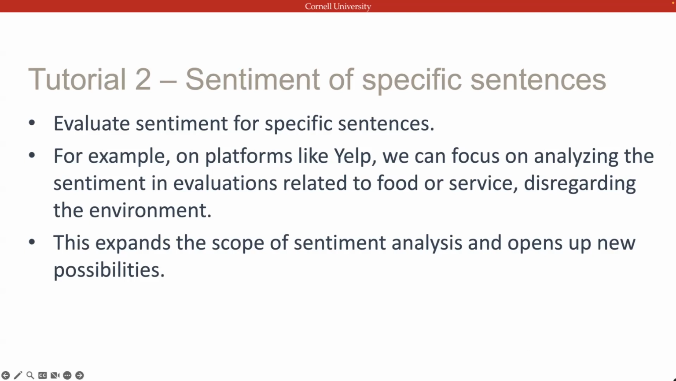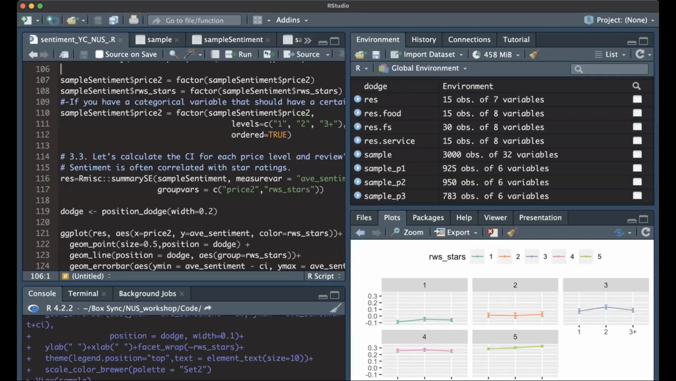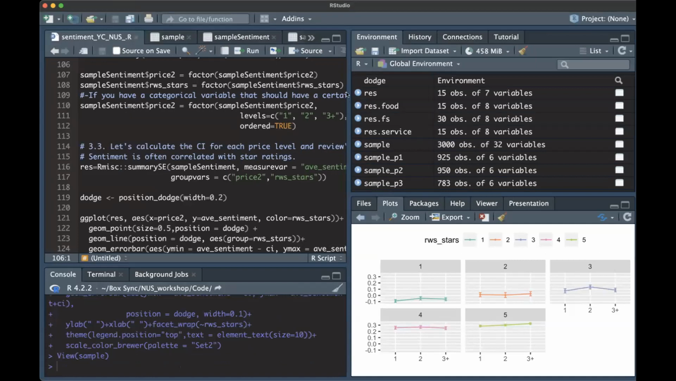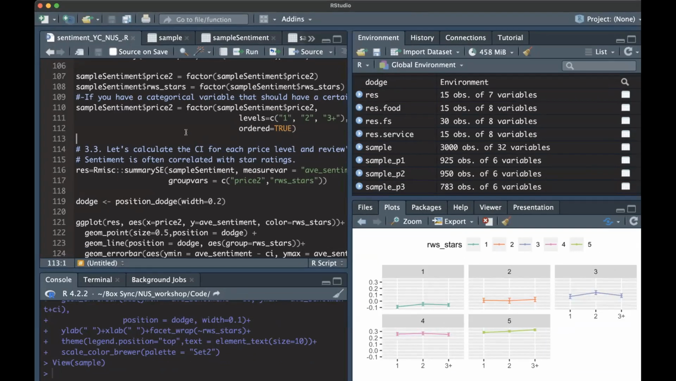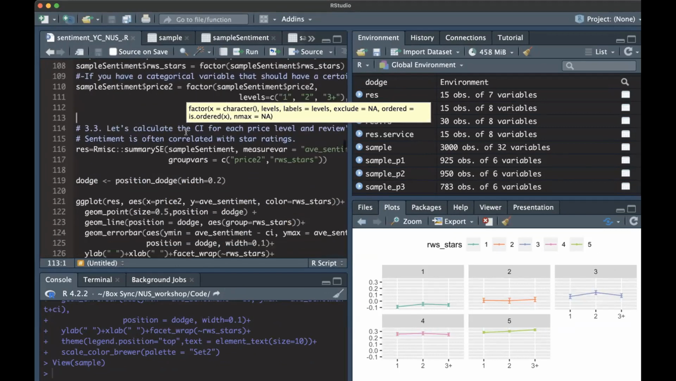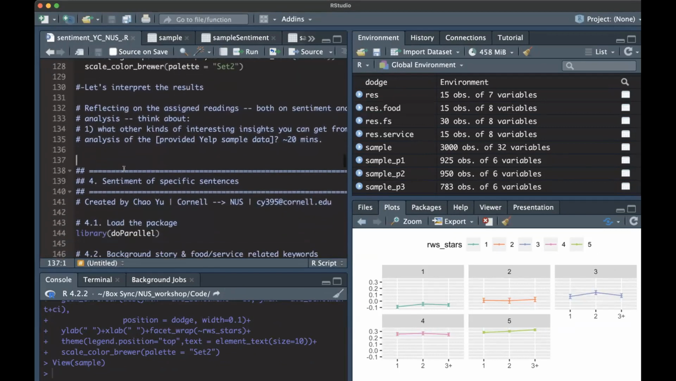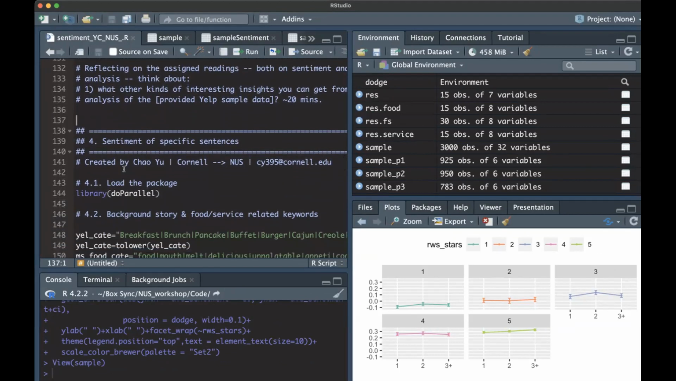Now let me switch my screen. Okay, can you see my studio? Okay. And let's talk about the second part. Okay.